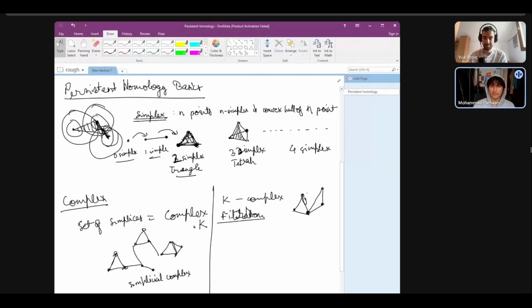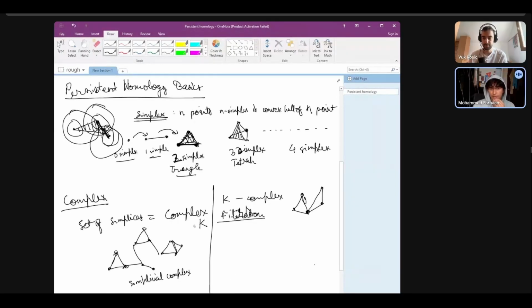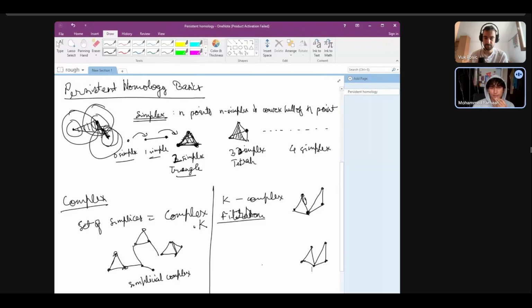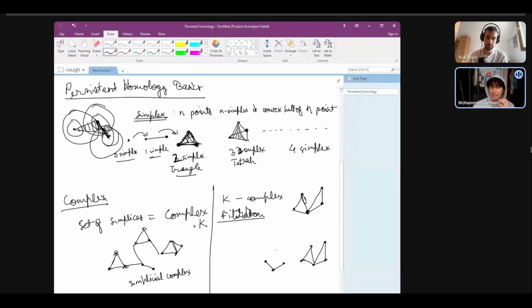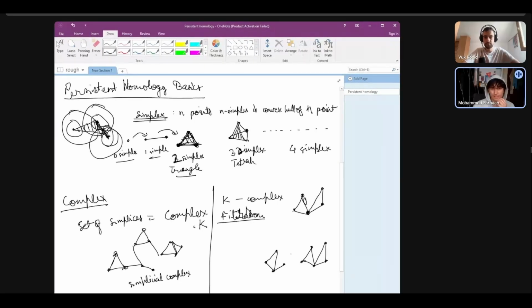Okay, let's just keep this as our complex. So what we're going to do is, given this is our end product, we want something that leads up to this. So you could think of it as a subset of your simplicities, as a subset of your complex. So this is contained in this thing.